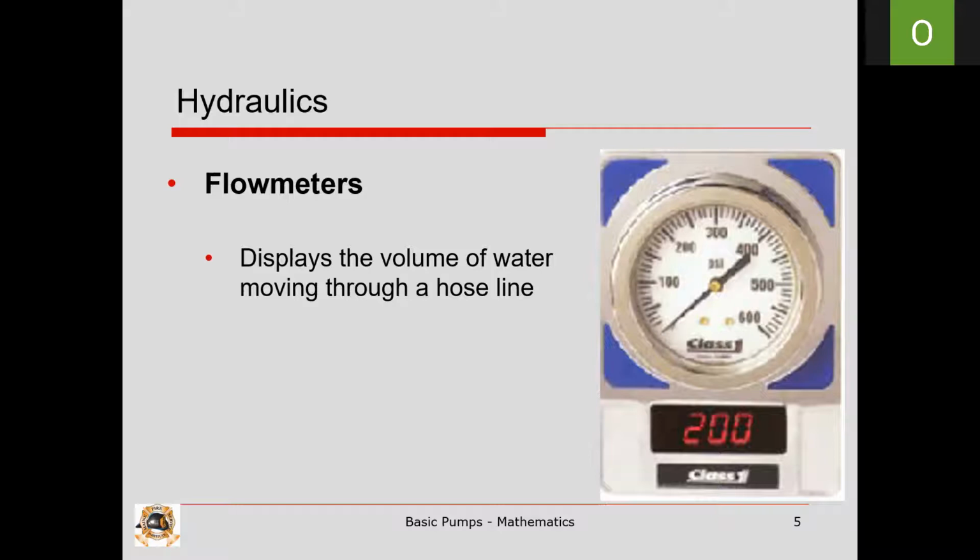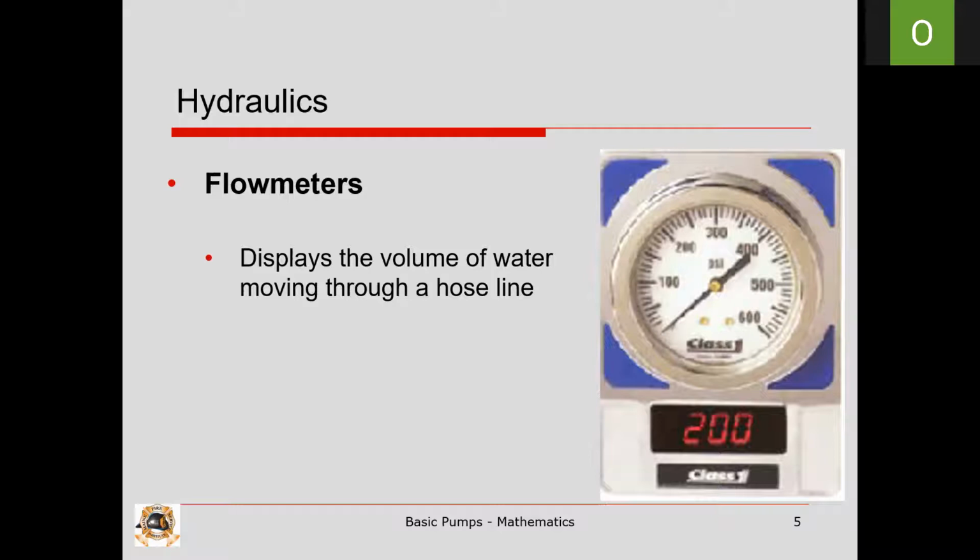It'll tell you basically how much water is coming out. It'll tell you how much water is coming out of the discharge. It's not telling you what's coming out at the end of the hose line. So your flow meters are good on the water supply side or from the master stream side.